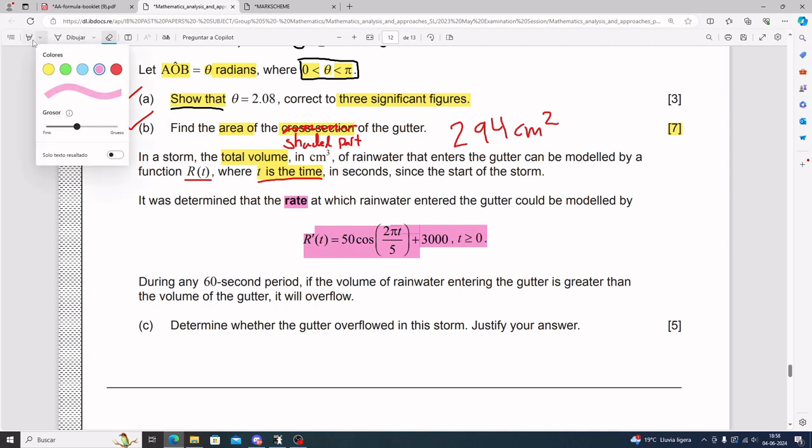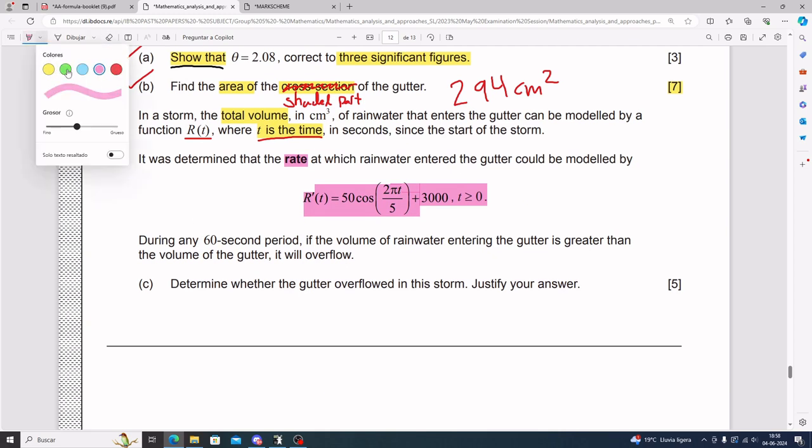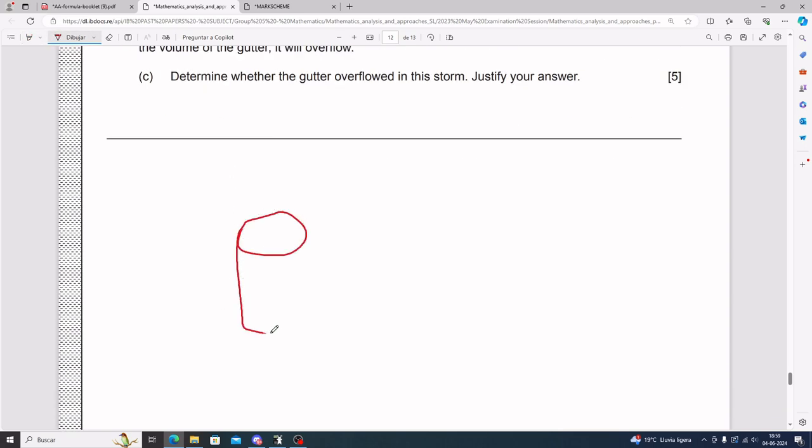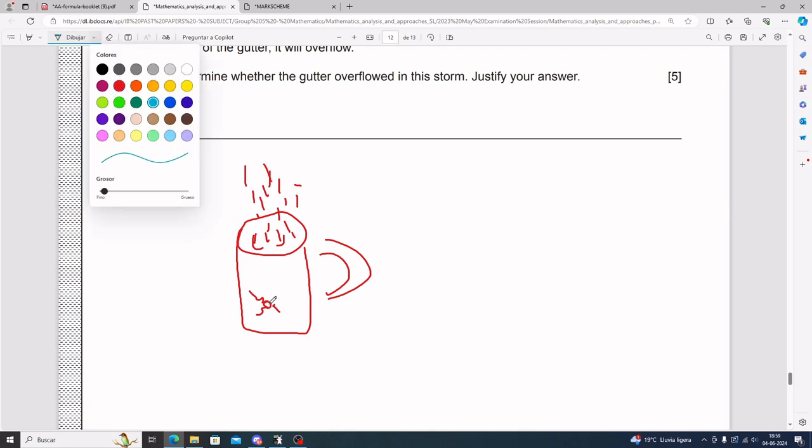And look at this. During any 60-second period, if the volume of rainwater entering the gutter is greater than the volume of the gutter, it will overflow, which makes a lot of sense. Like if you have a cup of coffee and you put it outside and it's raining, if it's raining hard enough, the cup is going to fill. Now imagine that you have the same cup, but it has a small, small hole in it. If it's raining into the cup, it's going to fill, but it's also going to come out a little bit.